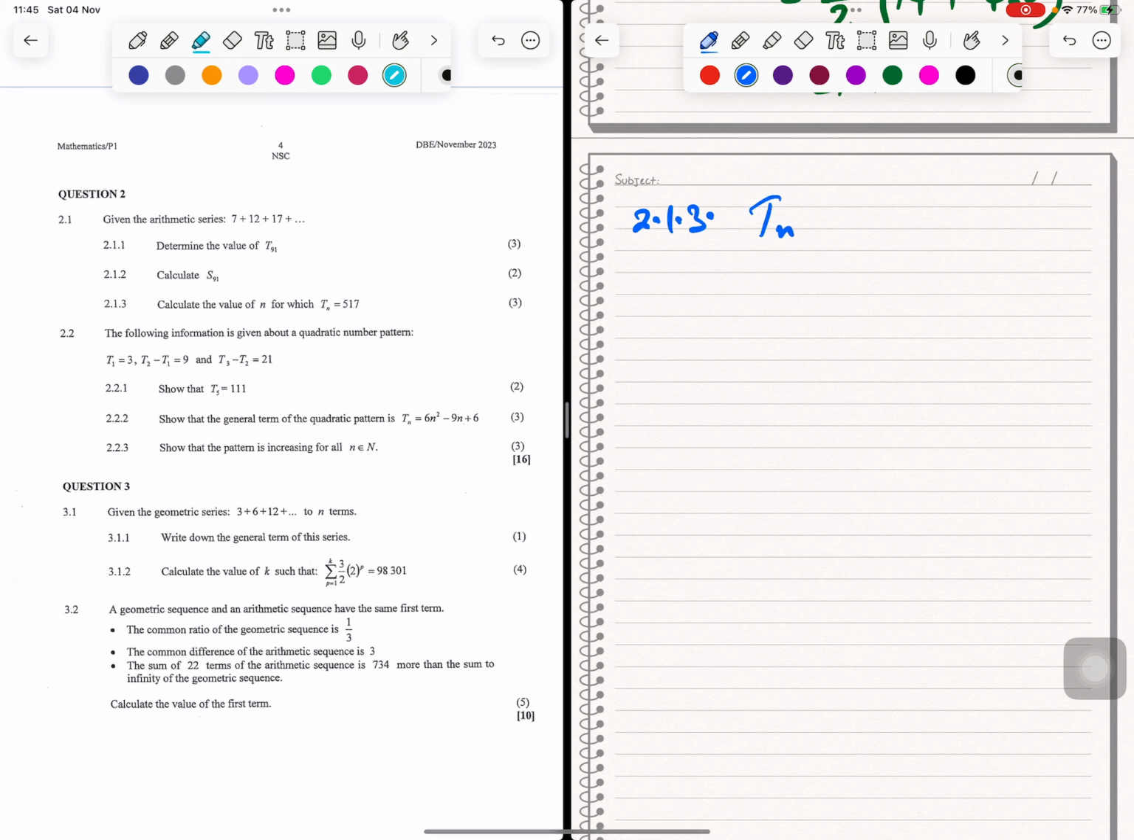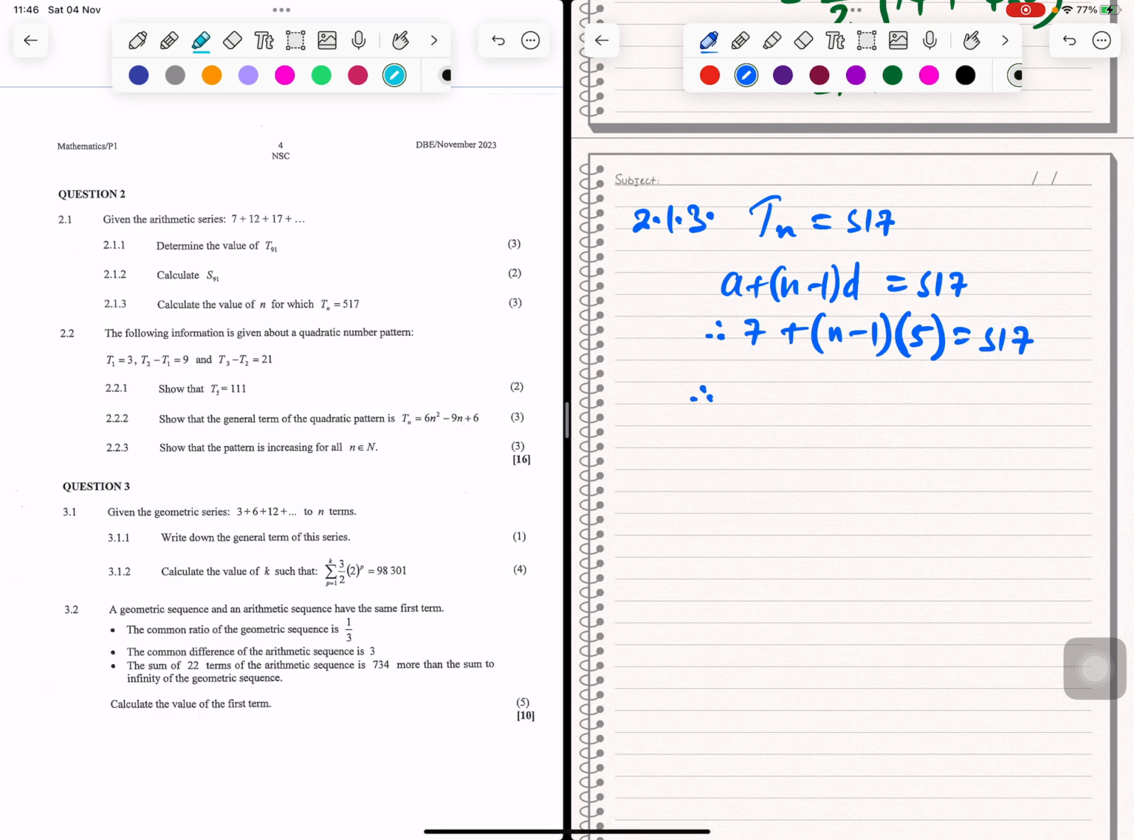So that is Tn equaling to 517. Okay, what is Tn? Tn is basically the general term, which we know is a plus n minus 1 times d, equaling to 517. Now, what is your a? Your a is the first term, which was 7, plus n. N is what you are looking for as per the question right here. Okay, so you basically have n minus 1 times d. D is still 5, equaling to 517.